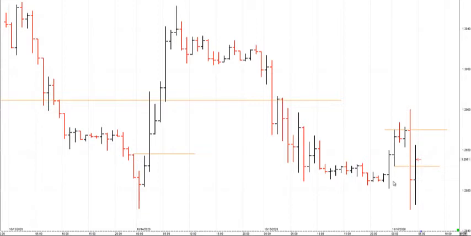So this is the pound dollar, by the way. This is a bar chart. I switch back and forth. A lot of people will ask me what my trading system is all about. What do I use? How do I trade it? What kind of indicators do I use?